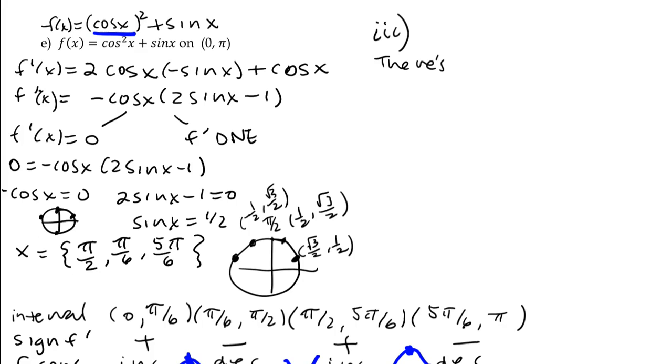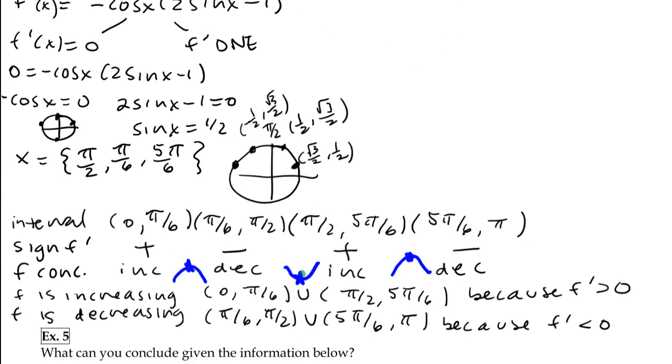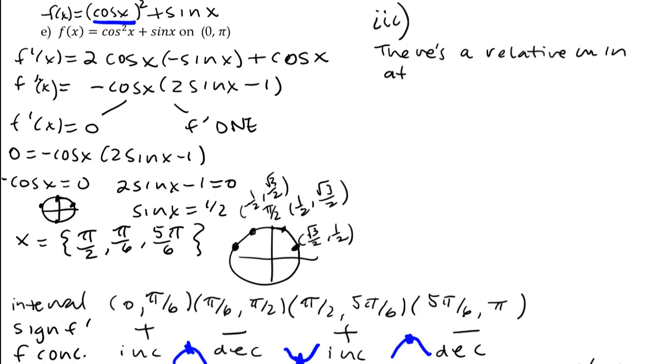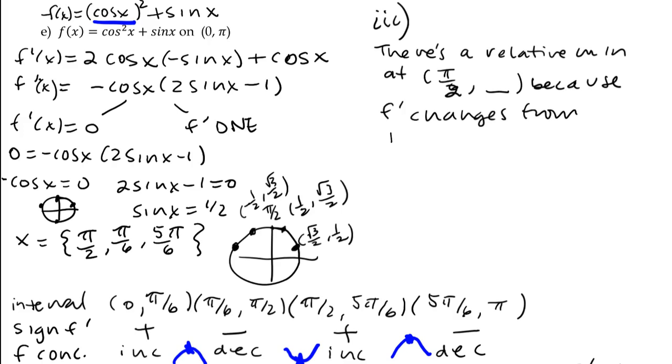There is a relative min at, where was the relative min? It was right here at pi over 2. I have to find the y coordinate. So there's a relative min at pi over 2. I'm going to come back to this, because what's the same reason always, guys, for relative min? F prime changes from negative to positive.